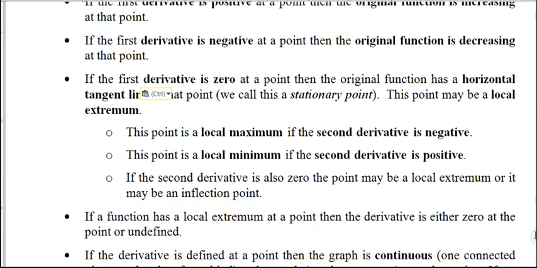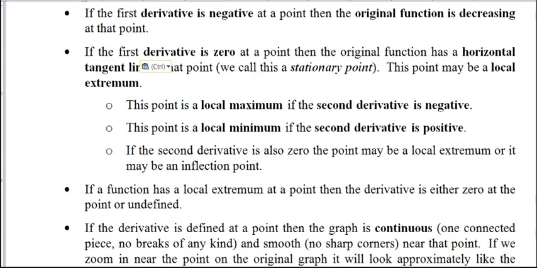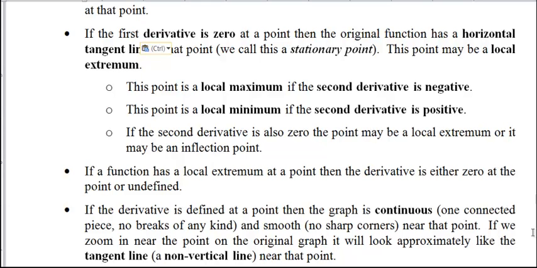It turns out, if we reverse this a little bit, if a function has a local extremum, maximum or minimum, at a point, then the derivative is either 0 at the point or the derivative is undefined. If the derivative is defined at a point, then the graph is continuous, one connected piece, no breaks of any kind. And we've already seen that it's also smooth, no sharp corners near that point. And if we zoom in near the point on the original graph, it will look approximately like the tangent line, a non-vertical line, near that point.